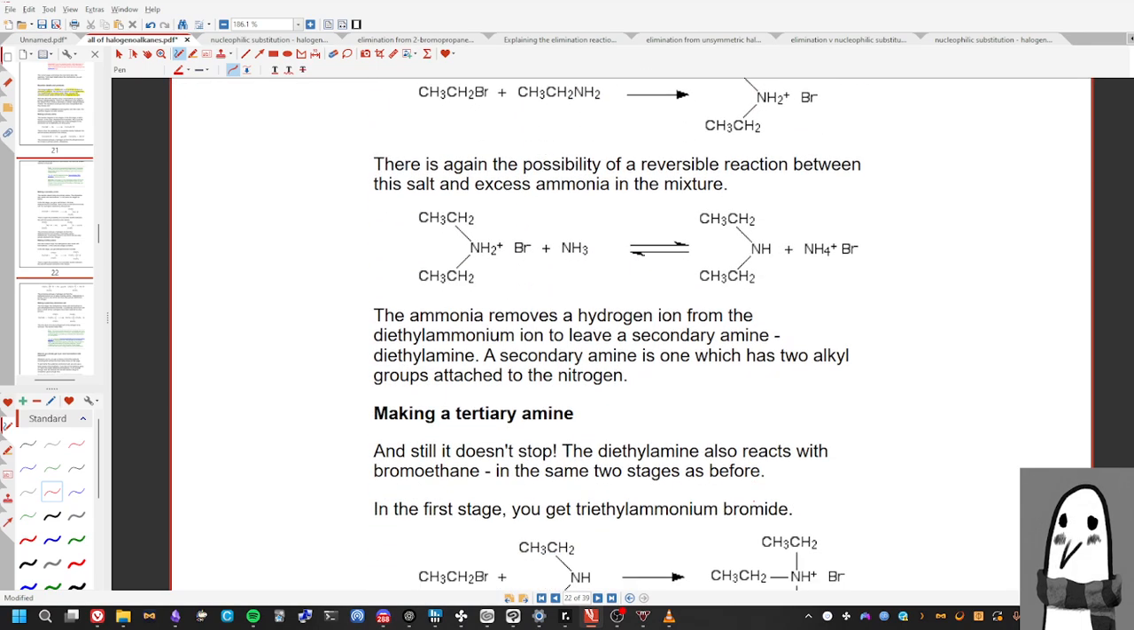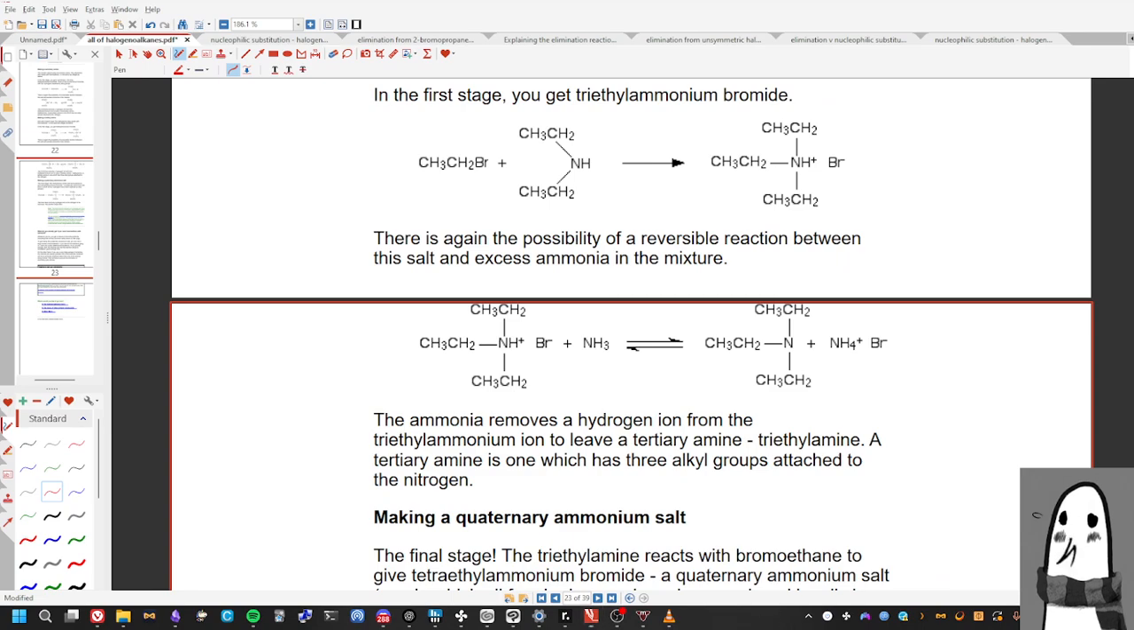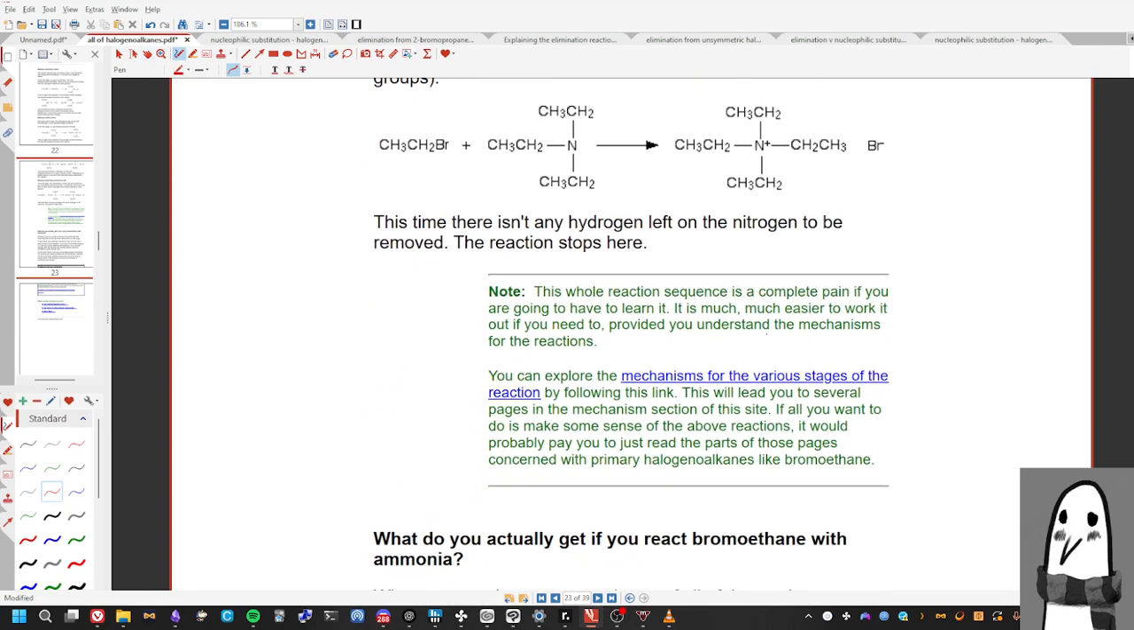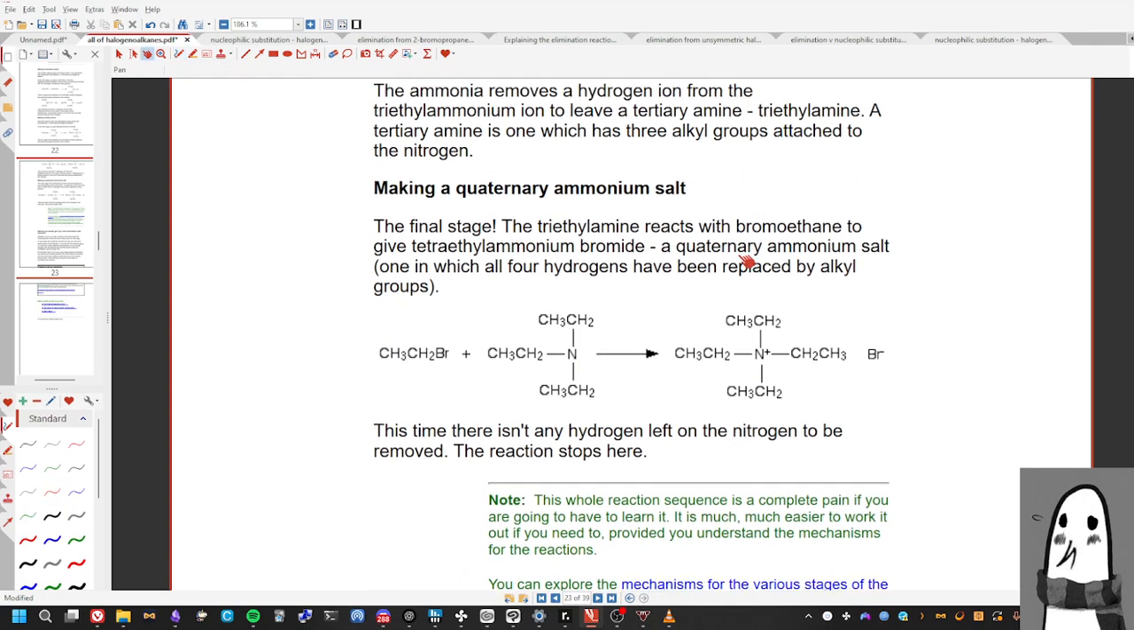Wait, so are we going to be talking about the mechanism now, or? This whole reaction is a complete pain if you are going to learn it. It is much easier to work it out if you need to, provided you understand mechanisms. That's what I'm saying, and I want to look at the mechanisms.